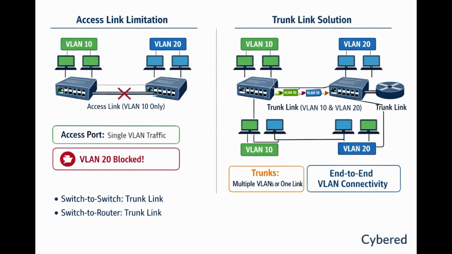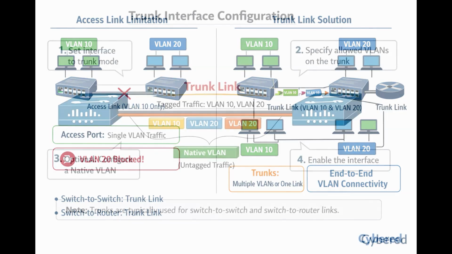When 2 switches are connected using an access link, only the VLAN assigned to that link can pass between them. For example, if the link is assigned to VLAN 10, devices in VLAN 10 can communicate across switches, but traffic from VLAN 20 or any other VLAN is blocked. Key concept: switch-to-switch links are trunks, switch-to-router links are also trunks. By converting the link to a trunk, multiple VLANs such as VLAN 10 and VLAN 20 can traverse the same physical connection simultaneously, allowing devices in different VLANs on different switches to communicate end-to-end.